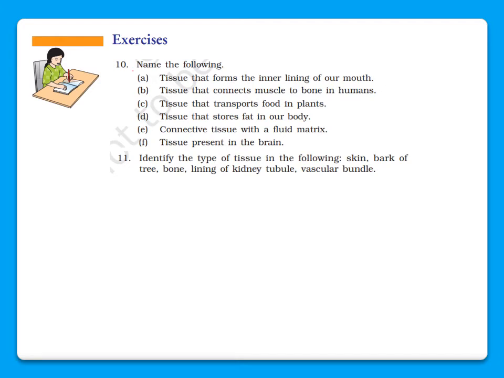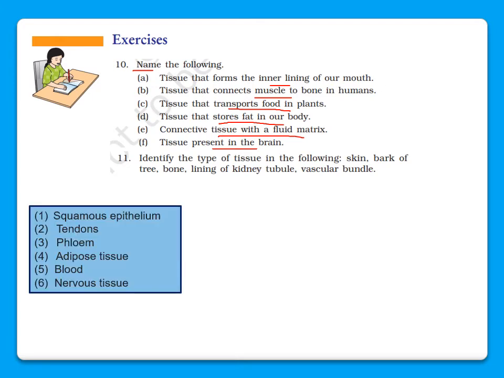Question number 10 is: name the following. The tissue that forms the inner lining of our mouth, the tissue that connects muscles to the bone in humans, the tissue that transports food in the plants, the tissue that stores fat in our body, connective tissue with a fluid matrix, and tissue present in the brain.